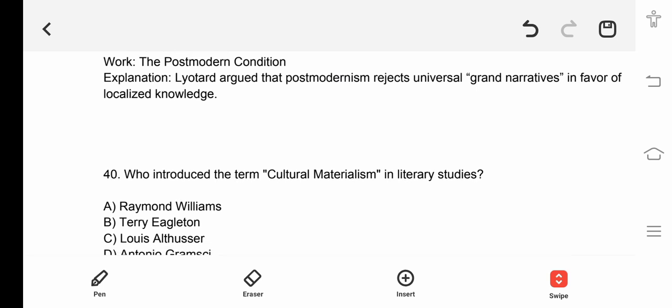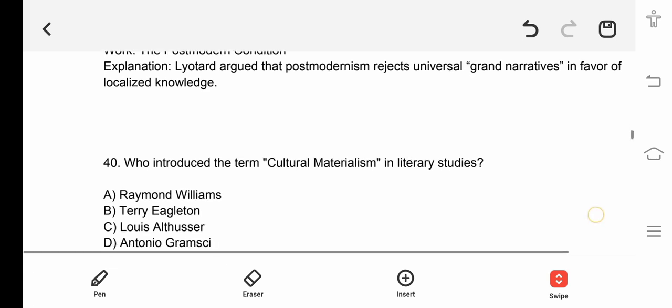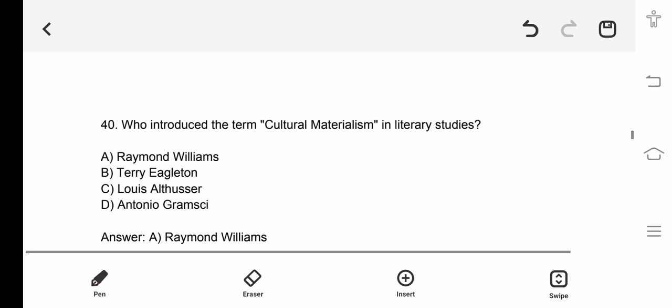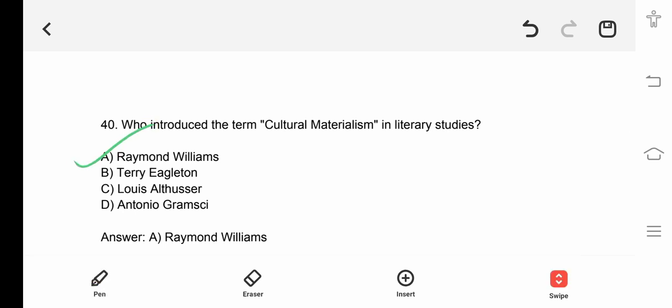Who introduced the term cultural materialism in literary studies? We have faced many questions based on cultural materialism. This is a single topic, but many questions appear in UGC NET exams, and not only that, the PGT exam also, so you can prepare accordingly. This concept, cultural materialism in literary studies, was introduced by the writer Raymond Williams.